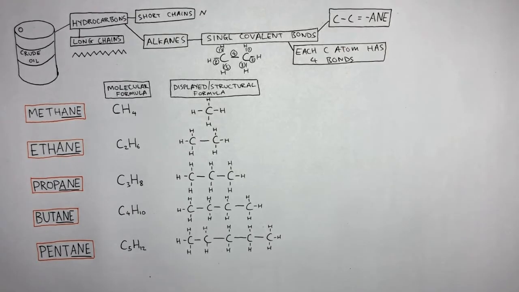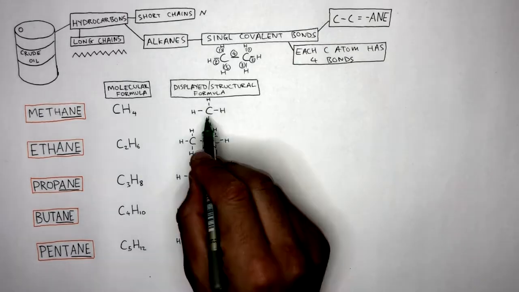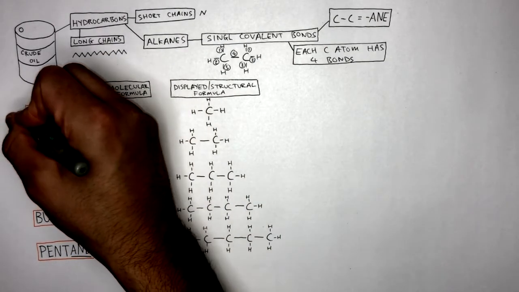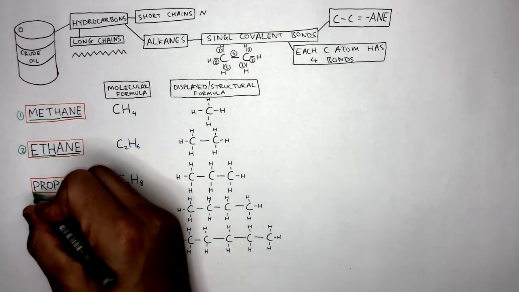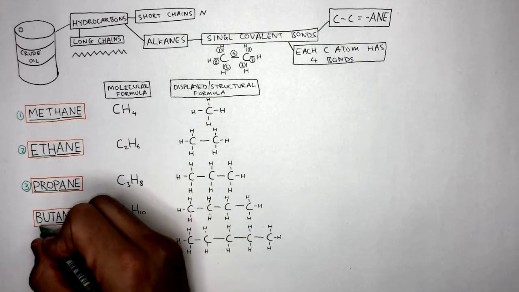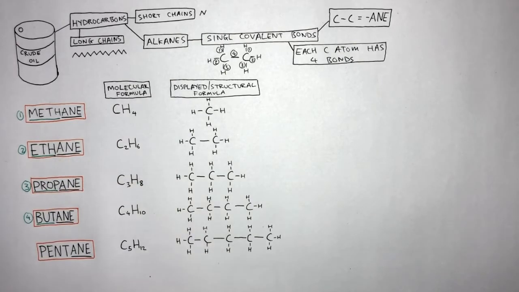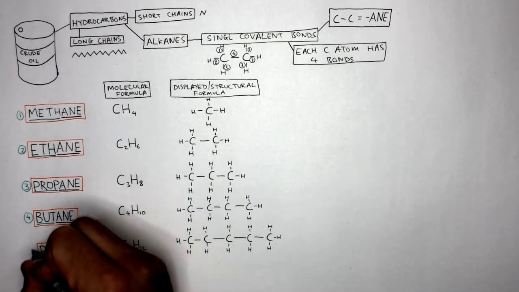The number of carbon atoms in any hydrocarbon is what determines the beginning part, also known as the prefix, of the name of any hydrocarbon. 1 carbon means meth. 2 carbon atoms means eth. 3 carbon atoms means prop. 4 carbon atoms means but. 5 carbon atoms means pent.